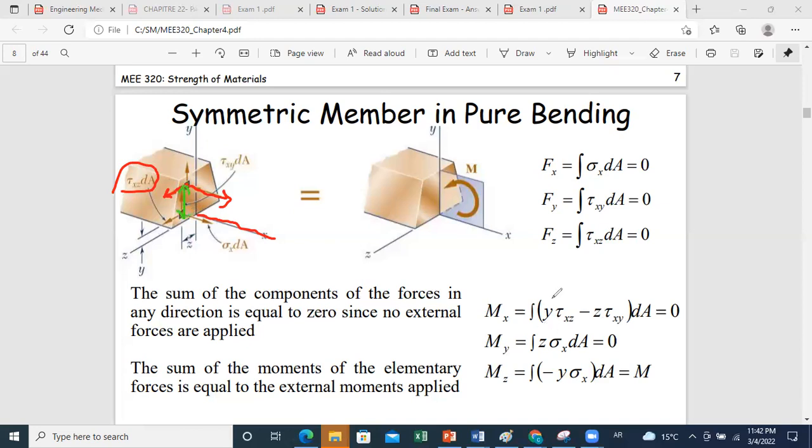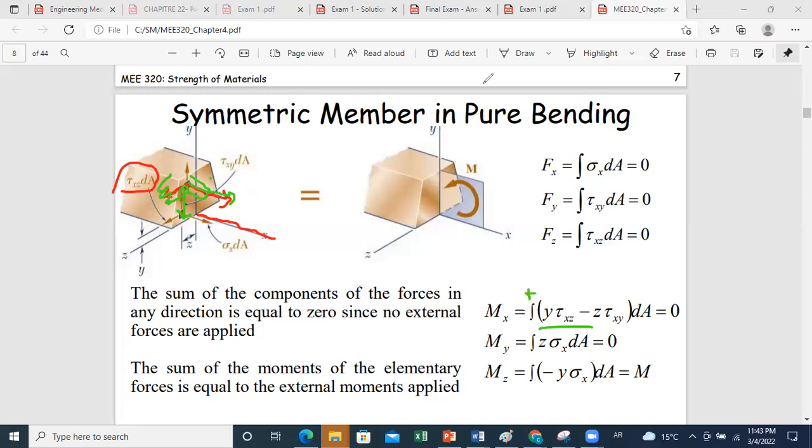Now, in order to know if it's plus or minus, you can do the right hand rule. To remind you, for the right hand rule, you put the four fingers of your right hand along the force. The palm of your hand is facing the axis about which you are finding the moment, which is here x, and then your thumb will indicate the direction of the moment. Here your thumb will indicate that the moment created by these forces is positive. This is why we put here plus y tau xz.